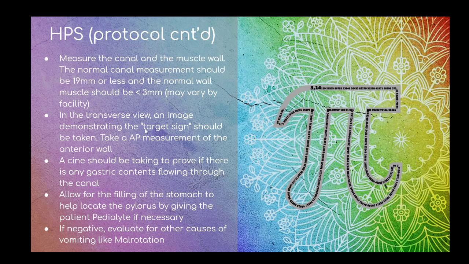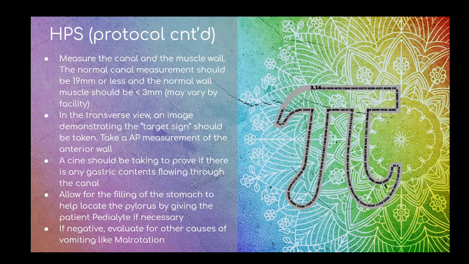When you turn transverse on the pylorus, you should again be able to demonstrate a target sign, or kind of like a round donut. Take again an AP measurement of the wall in this position as well, and then take any cine clips that you need to, especially if it proves that fluid is moving through the canal.